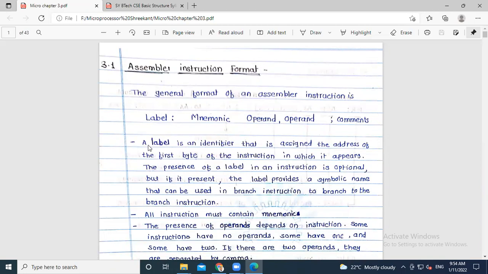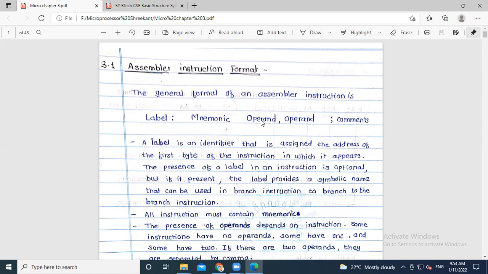What is a label? We have to study. What is a mnemonic? What is operand one, operand two, and among the operands, which is the source and which is the destination? Always in this format, you have to remember, the right side operand we call the source operand, and the left side operand we call the destination operand. Always we transfer the data from the source to the destination. So this one formula you have to remember.